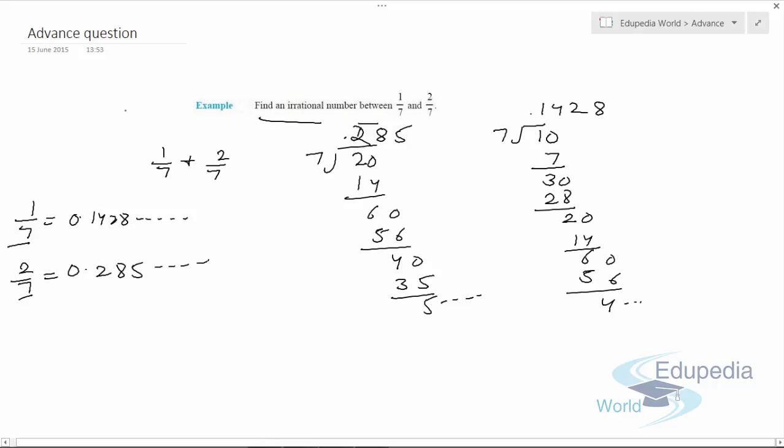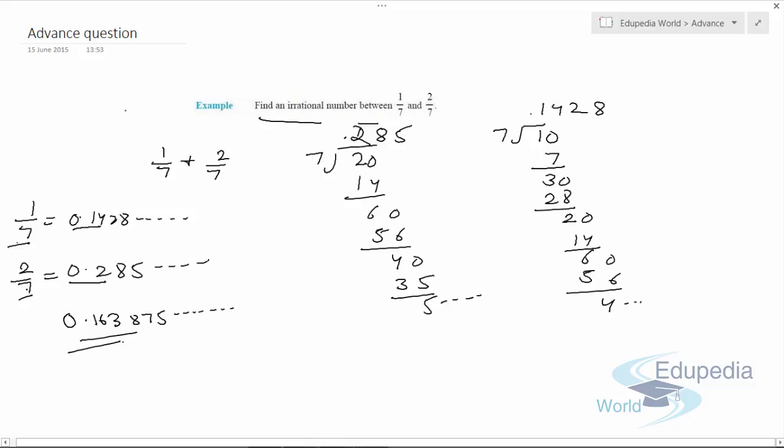Now we have to find an irrational number between 1 by 7 and 2 by 7. We can clearly see that we have a range of 0.14 to 0.2. So by inferring this we can write that an irrational number can be 0.163875 and it will go on. So this is the solution of how to find an irrational number between 1 by 7 and 2 by 7.